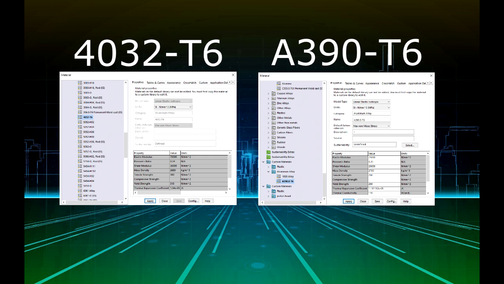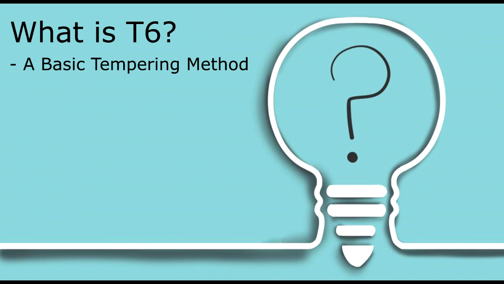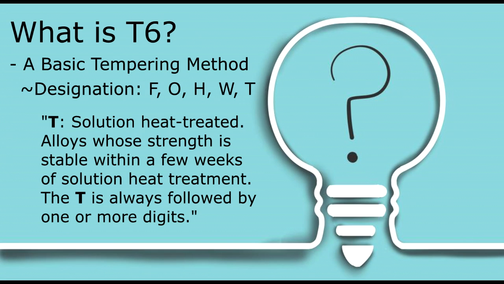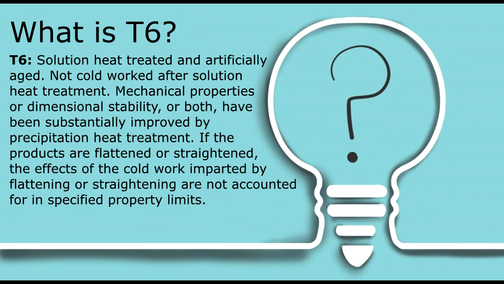Okay, before we start the simulation, let me explain the meaning of T6. There are many tempering methods such as F, O, H, W, and T. In this presentation, I will only talk about the T. So what is T? T is for alloys that are solution heat treated, whose strength is stable within a few weeks of solution heat treatment, and the T is always followed by one or two digits. And then T6 aluminum is solution heat treated and artificially aged.